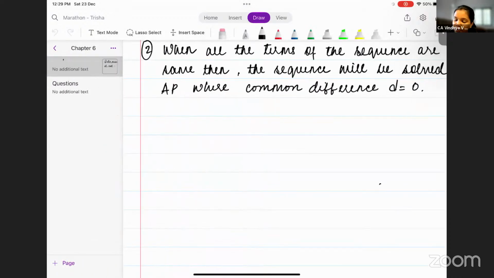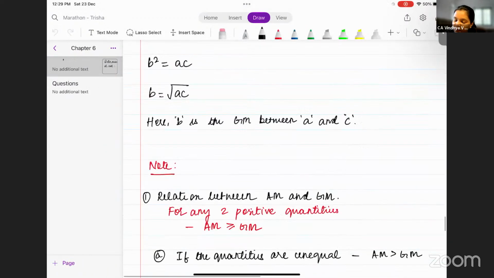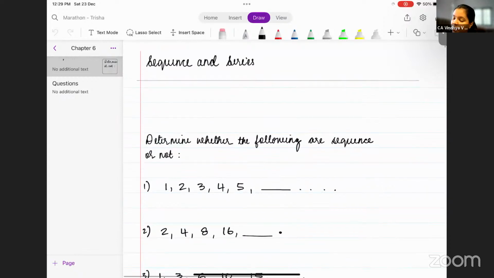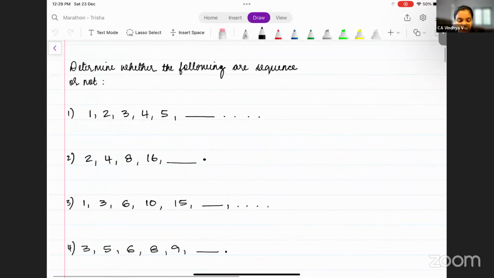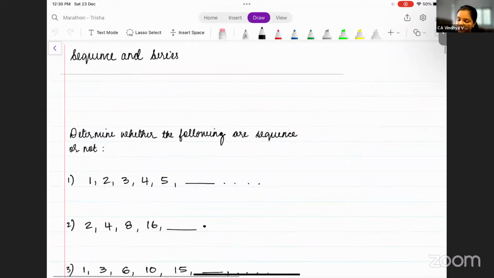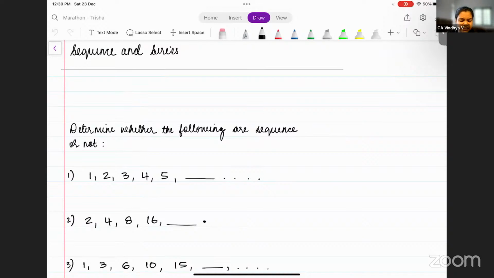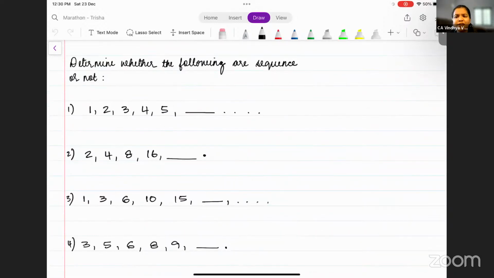Let's quickly go to sequence and series, arithmetic and geometric progressions. Okay. Now here, sequence and series, arithmetic and geometric progressions. First one, let's understand what a sequence is. To understand the sequence, first we have to get the answers for these examples.